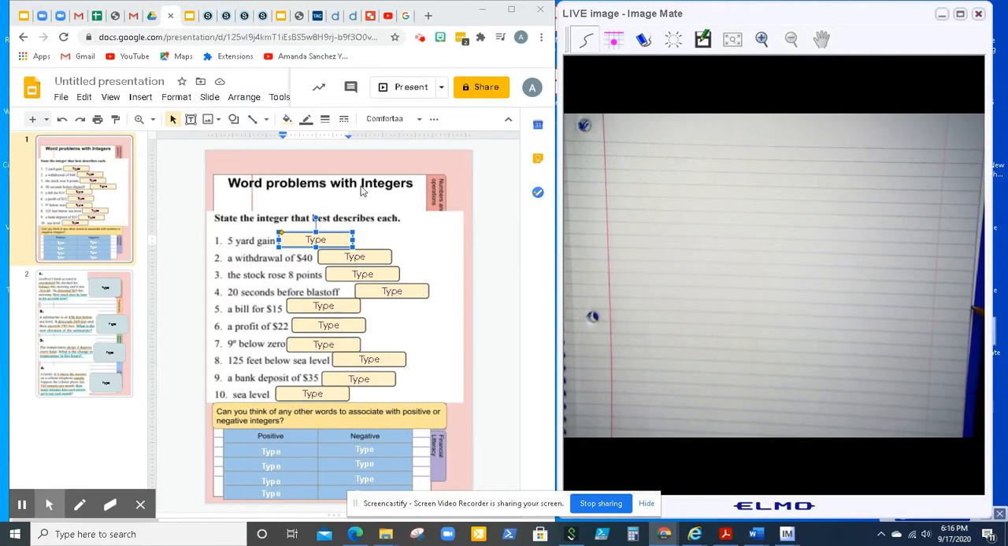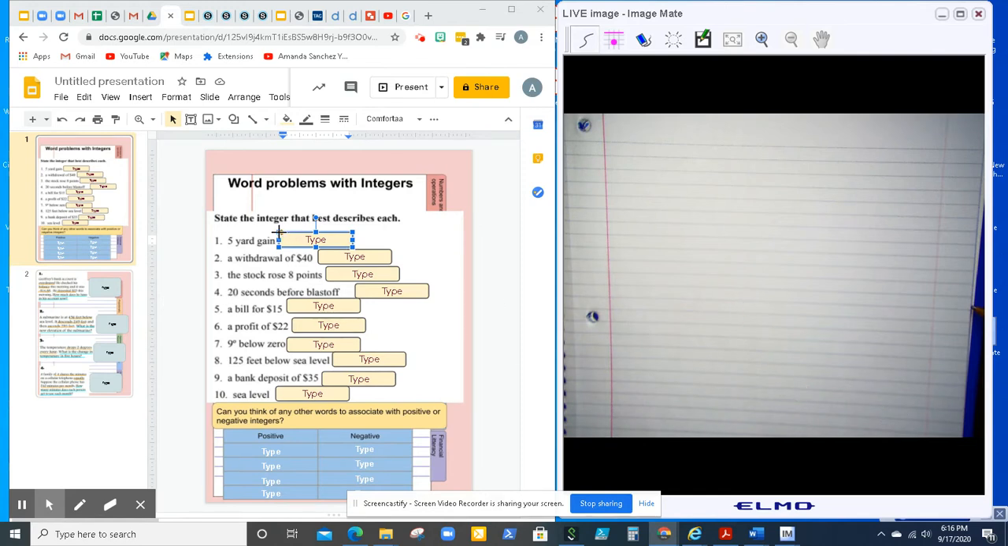Today's notes, we are talking about word problems with integers. So we've already done all four operations: add, subtract, multiply, and divide with integers. Now we're going to start with just some keywords, and if you would associate it with a positive or a negative integer. And then after that, we have four problems that we're going to go through. We're going to write the number sentences down, and then we're going to solve them.